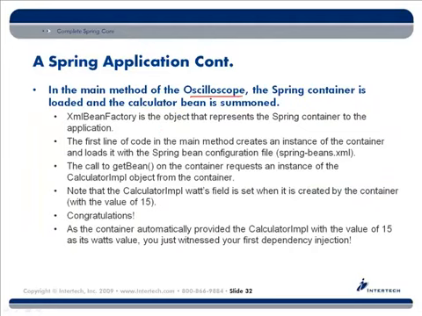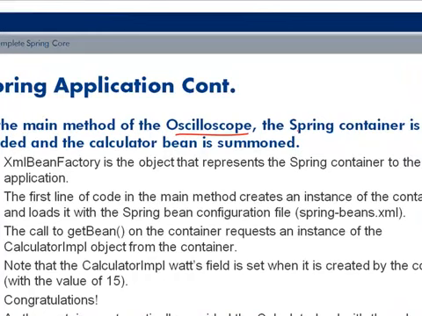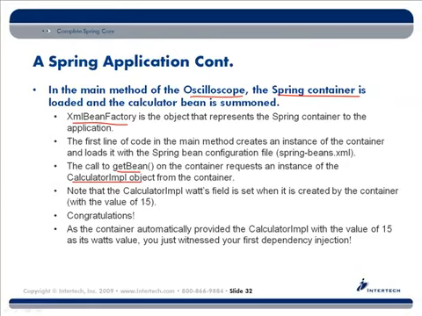So that main method in the oscilloscope class is actually creating the Spring container and then calling on the Spring container, which is an instance of this XML Bean Factory, to give us a bean. In particular, give us the bean for our calculator impl. And it dependency injects the value of 5, not 15, sorry folks, that's a typo. Dependency injects the value of 5 into its property, its watts property, and allows us to use that data inside that class.